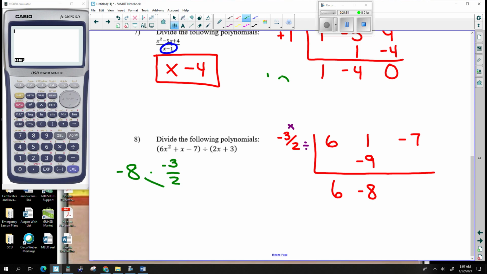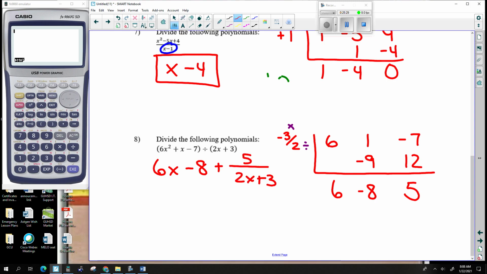Okay, I'll divide, so that comes out to be -4, and then I'll multiply, which is +12. I divide the bottom and multiply the top. So that comes out to be positive 12. And then I add. So my original problem began with an x squared, so this is going to be an x. Okay, one less of where it began. Minus 8 plus 5 over what I was originally dividing by, which is 2x plus 3.